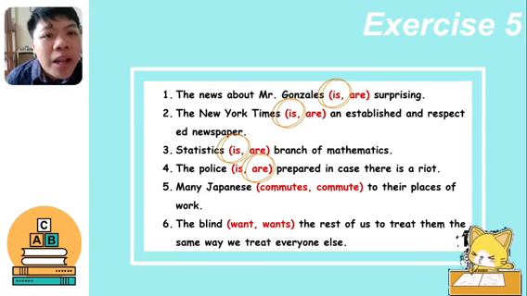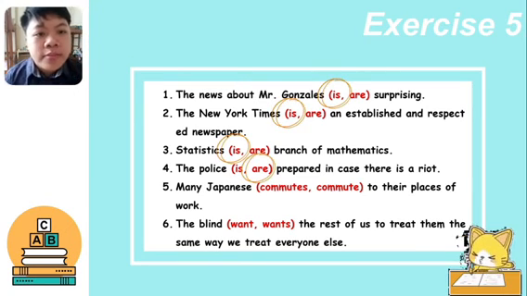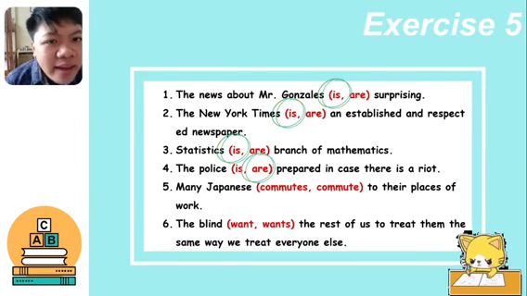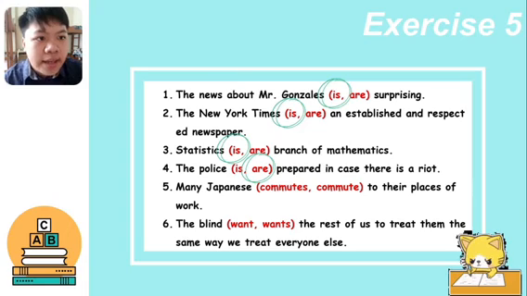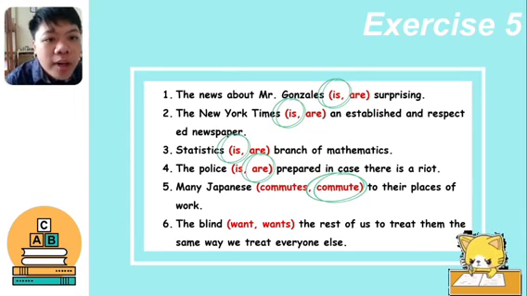Number 5, many Japanese commute to their places of work. Okay, Japanese here, are they language or people? Yes, they are people, so they're considered plural. So the answer is commute without s. For number 6, the blind want or wants the rest of us to treat them the same way that we treat everyone else. Okay, the blind is considered plural, so the answer is want.